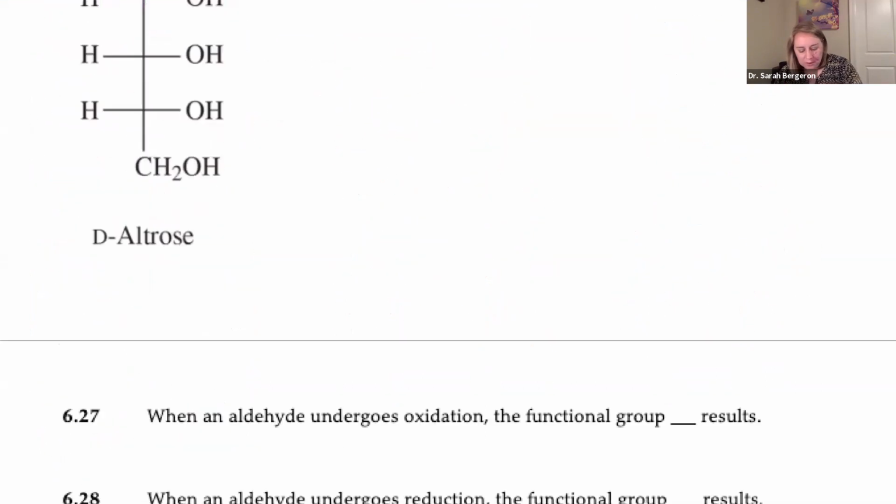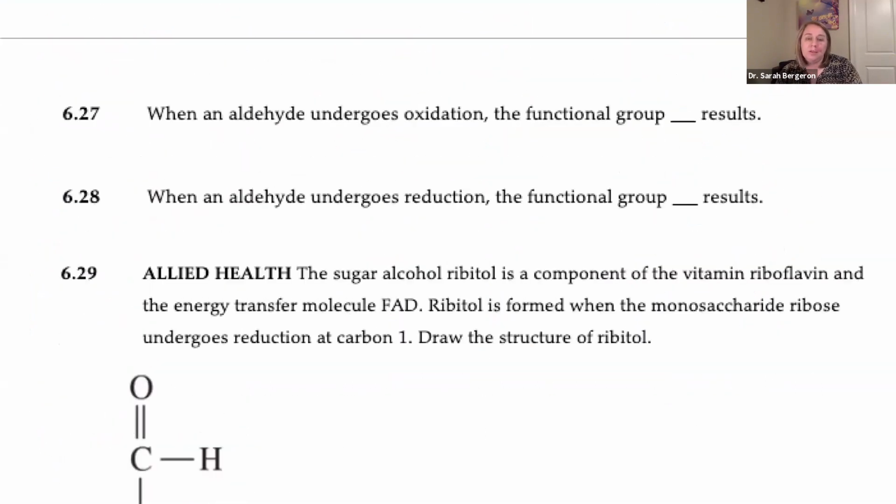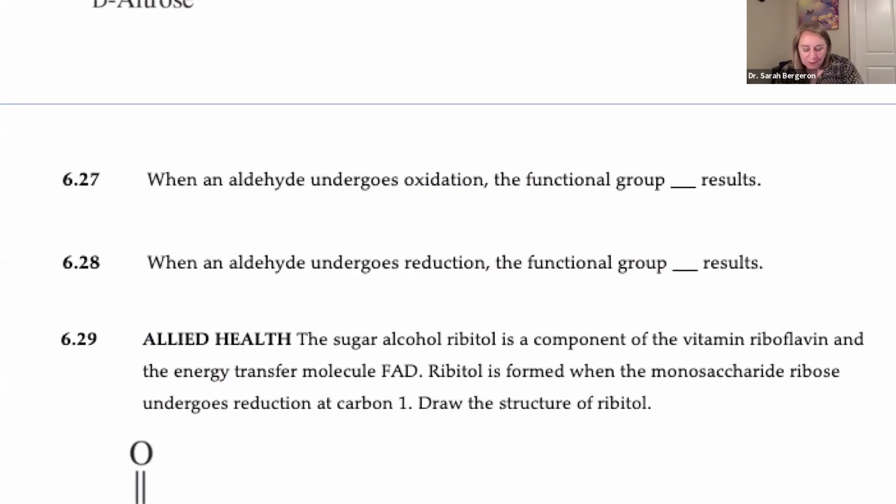All right. This one I want to do both 6.27 and 6.28. When an aldehyde undergoes oxidation, the functional group blank results. I want you to draw this. What's an aldehyde? An aldehyde is a carbon with a carbonyl. Aldehydes are alone, so it only has one R group. The other one's a hydrogen.